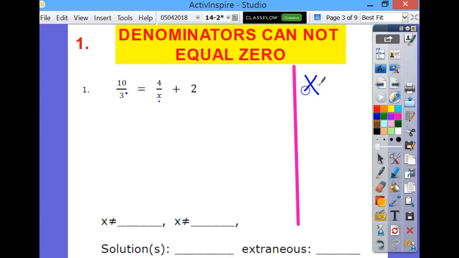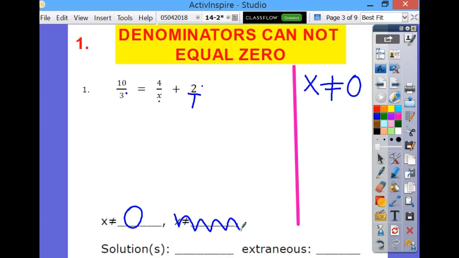The x cannot equal 0. This one doesn't even have a denominator. What would the denominator on 2 be equal to? That would be 2 over 1. So x cannot equal 0. I don't need that other space there.